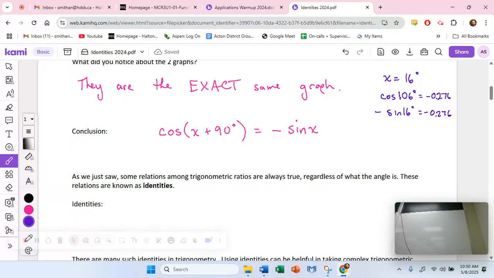Plug in 16, solves the equation. Plug in negative 5.4, solves the equation. Plug in root 2, solves the equation. This is an equation that is true all the time. We give those things a special name. Equations that are true for all values of x are called identities. So this was your first trig identity that you've shown is true. So let's jot that down.